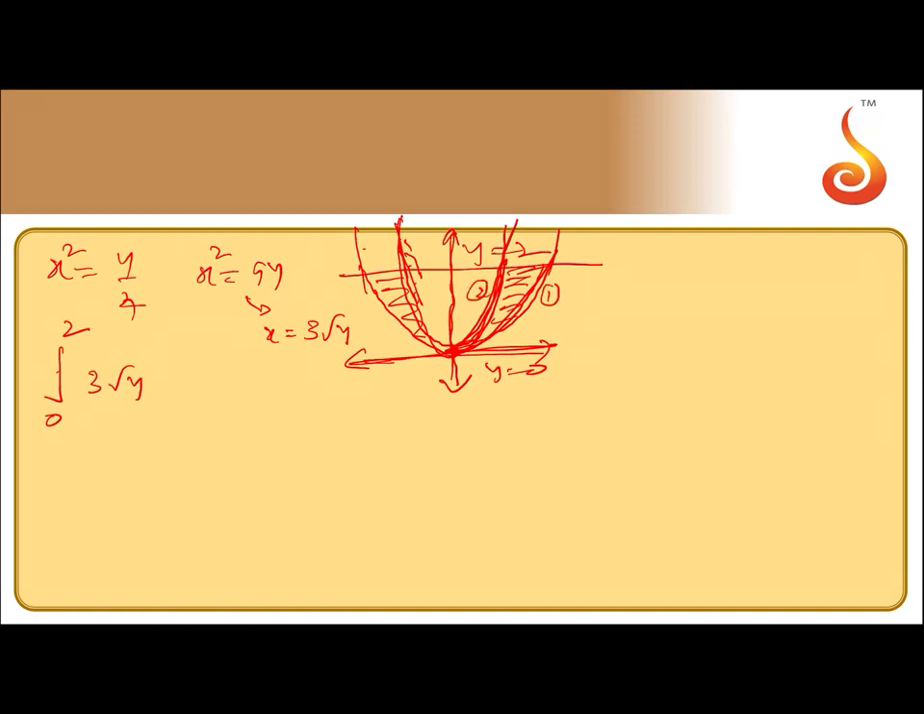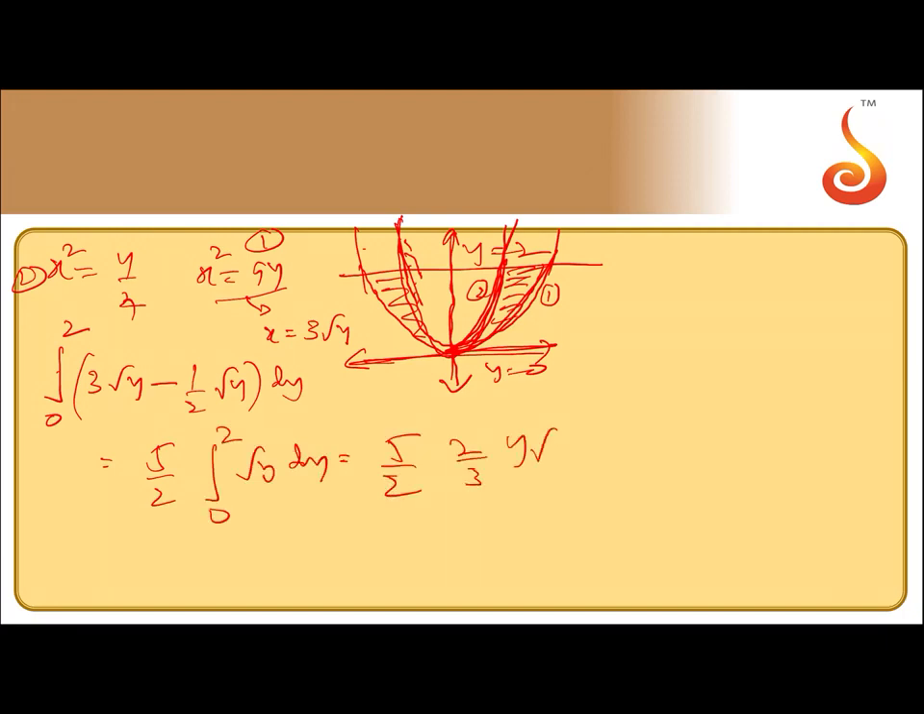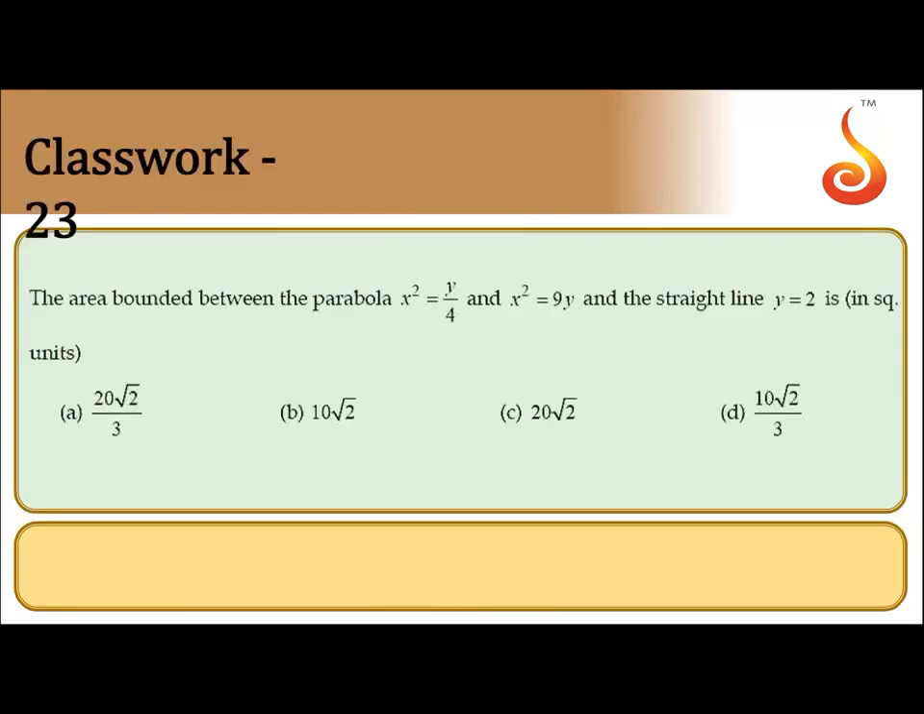This is the first curve, this is the second curve. Area under the first curve, that is 3 root y, minus area under the second curve, half root y, into dy. And 3 minus half, I hope we will get 5 by 2. So 5 by 2 times the integral from 0 to 2 of root y dy. Yes, of course, 5 by 2 times 2 by 3, y root y, limits from 0 to 2. So you'll get 5 by 3 times 2 root 2, which is 10 root 2 by 3.